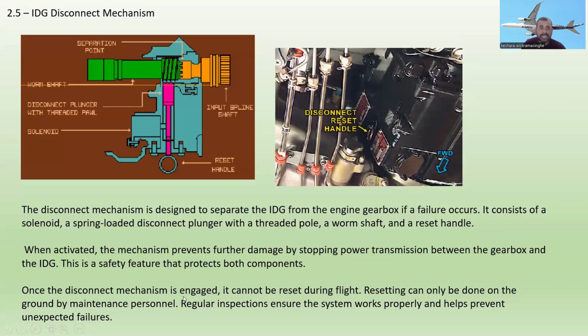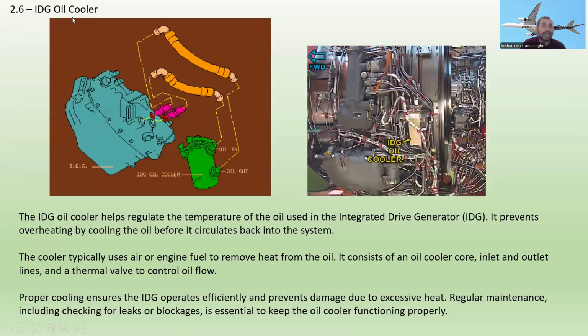Once the disconnect mechanism is engaged, it cannot be reset during flight. Reset can only be done on the ground by maintenance personnel. Regular inspections ensure the system works properly and help prevent unexpected failure. Okay, it is normal, right? So this is how we disconnect and how we reconnect. I talked about it in the previous slides. All right. Okay, so now let's go to the IDG oil cooler.